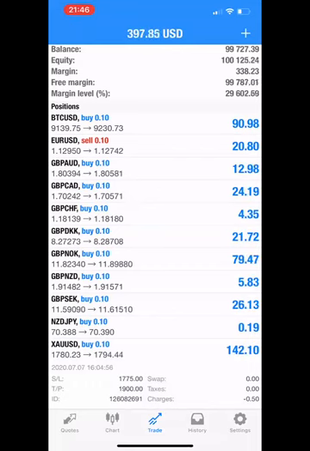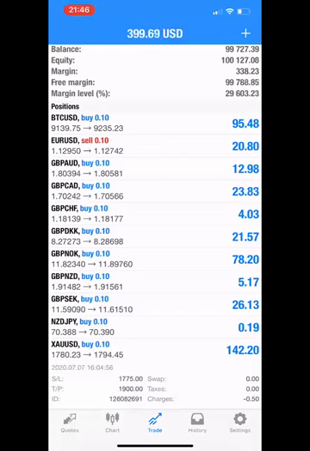My stop loss is 1775, which is 50 pips, and my take profit is at 1900, which is 1,100 pips. That's my take profit. So obviously the margin is crazy, the risk to reward ratio is crazy.